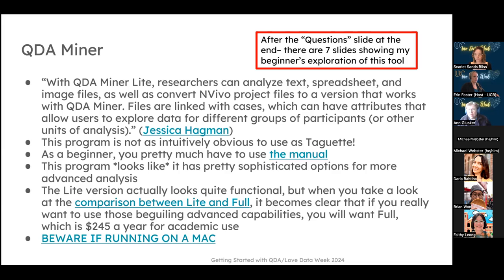With Taguette, I really was able to get quite far just goofing around and getting used to new software. But that did not help me with QDA Miner. QDA Miner Lite is not the full version. And as you can see, the full version is $245 a year for academic use. I checked that yesterday. It's still the case. As far as I can tell, it has some really sophisticated options. Even if you look at that comparison between Lite and full, it's interesting just to see the options it has. Many, many more options than Taguette.